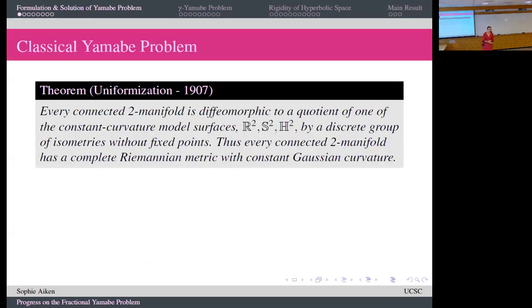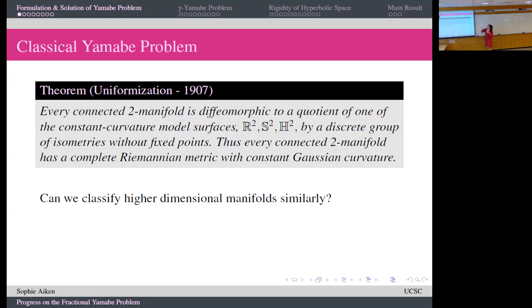So the question begins with the famous uniformization theorem in 1907, which said that every connected two-manifold is diffeomorphic to a quotient of one of these constant curvature model spaces, so either the flat plane or the sphere or the hyperbolic plane. And what this means for our context today is that every connected two-manifold has a complete Riemannian metric with constant Gaussian curvature.